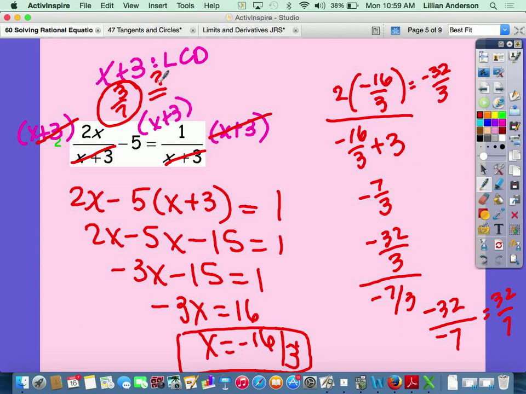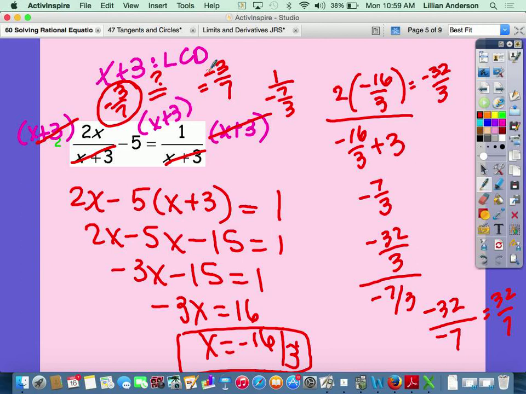I already did negative 16 over 3 plus 3. You said it was negative 7 thirds. So I have 1 over negative 7 thirds, which is 3 sevenths. They're both negative. Oh, this was a negative? Yeah. Okay, my mistake. So then they're both negative. There you go. So yes, this is a solution.